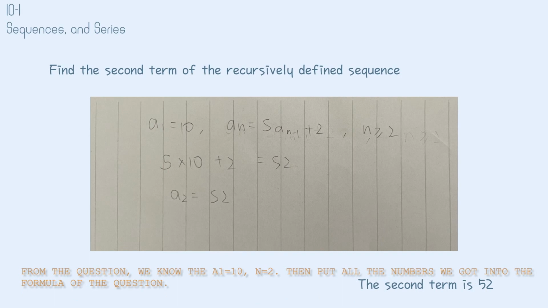From the question, we know A1 is 10 and n is 2. Then put all the numbers we got into the formula of the question.